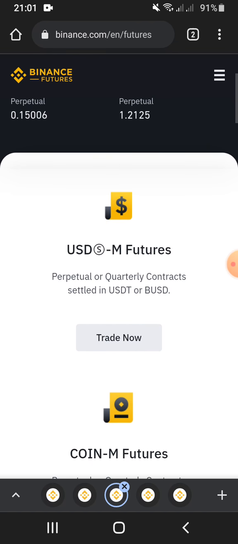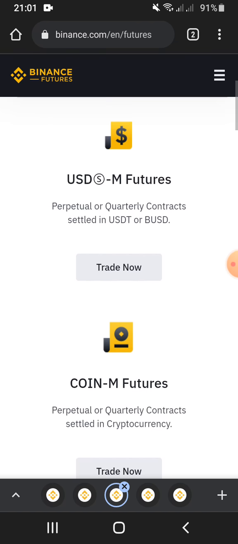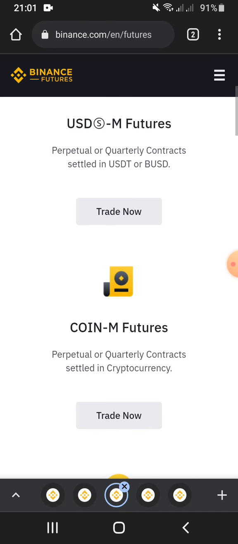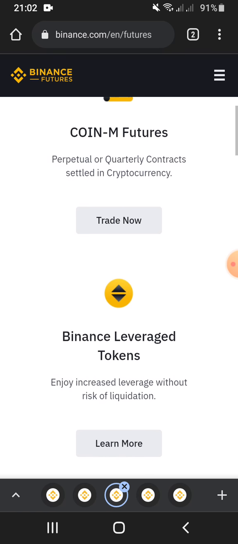account. You need to understand that Binance futures is made up of the USD margin futures, in which the perpetual or quarterly contracts are usually settled in USDT or BUSD. These are majorly stable coins. For other cryptocurrency settled contracts, you want to use the Coin margined futures option.